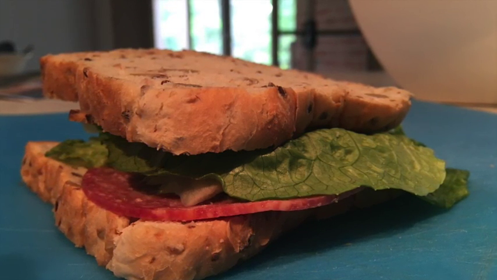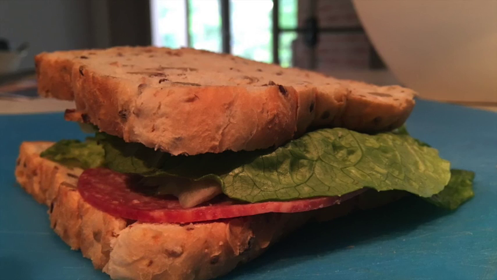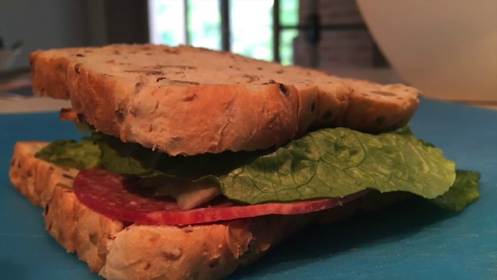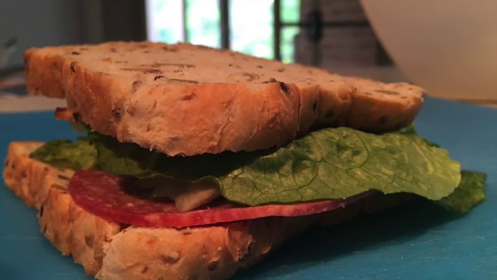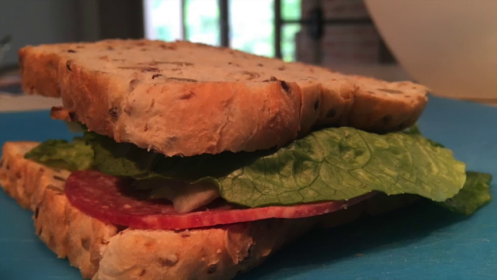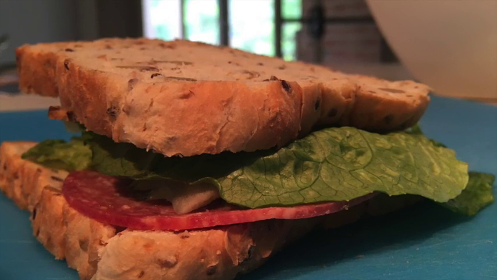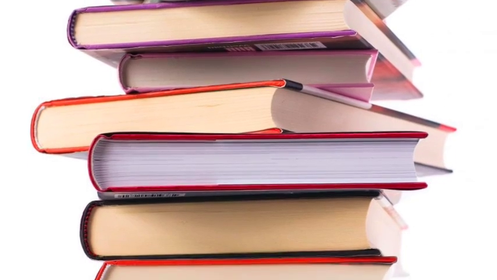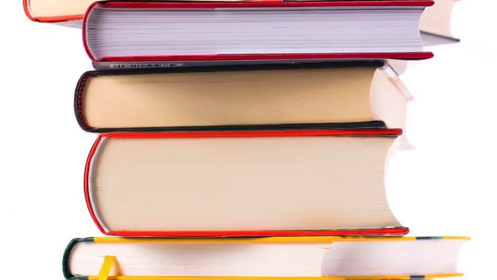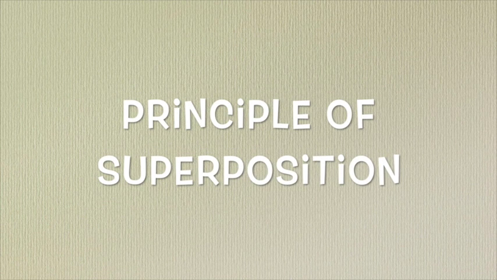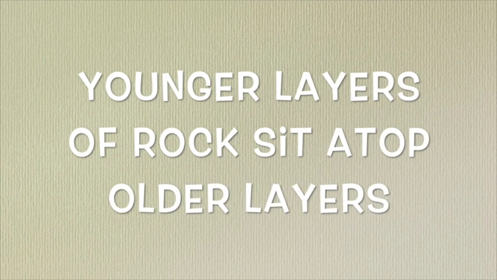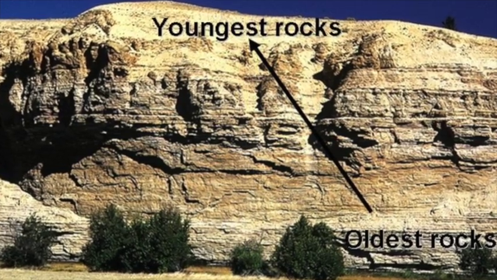On this sandwich, which layer is the first or the oldest, and how do you know? The piece of bread on the bottom, as it was placed there first. The same as the bottom book in this pile. This idea summarizes Steno's first principle, the principle of superposition. That is, that younger layers of rock sit atop older layers. This can be seen when you see layers of rocks on top of each other at a cliff face.